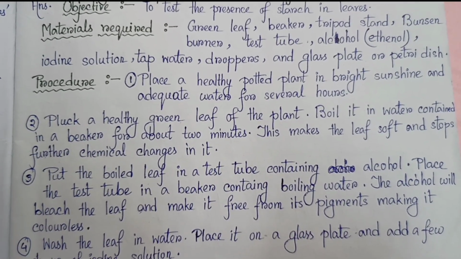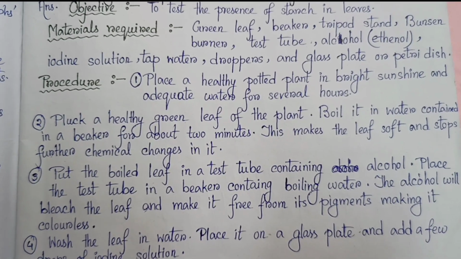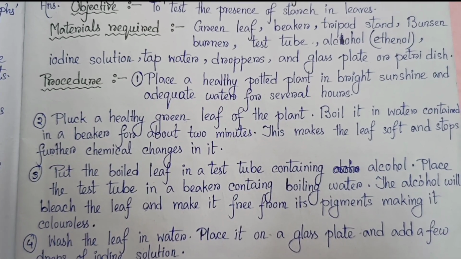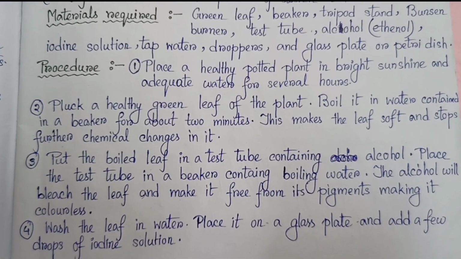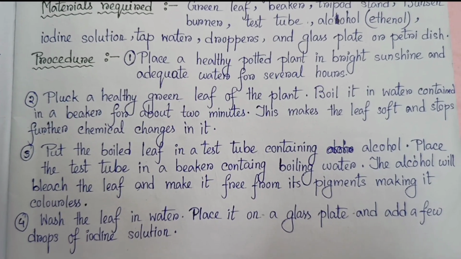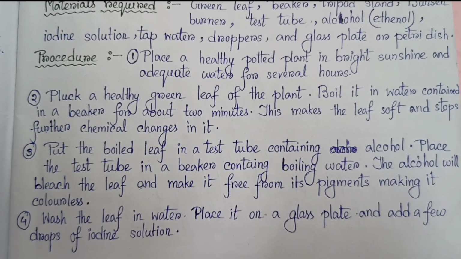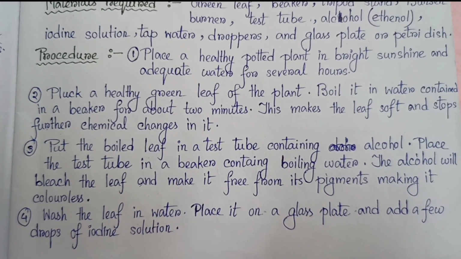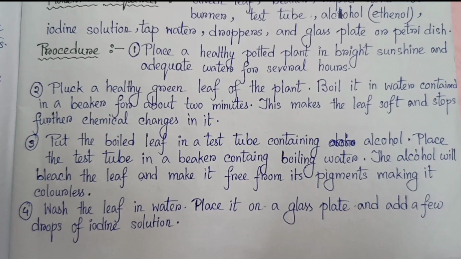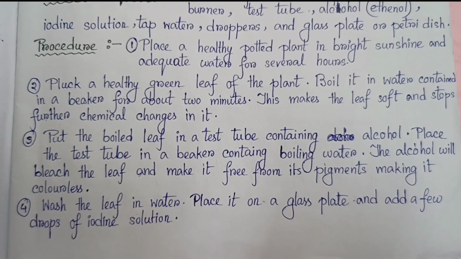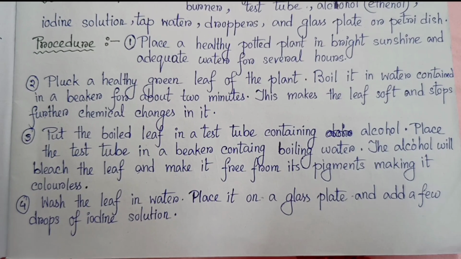Number 1. Place a healthy potted plant in bright sunshine and adequate water for several hours. Number 2. Pluck a healthy green leaf of the plant. Boil it in water contained in a beaker for about 2 minutes. This makes the leaf soft and stops further chemical changes in it.